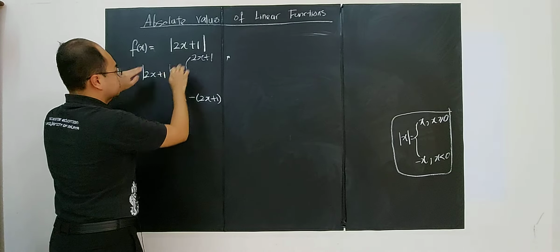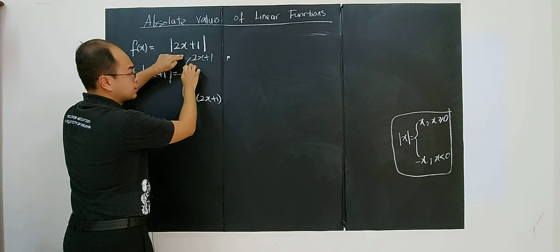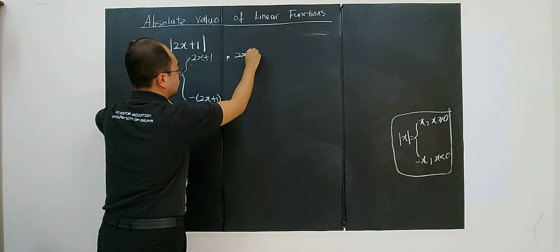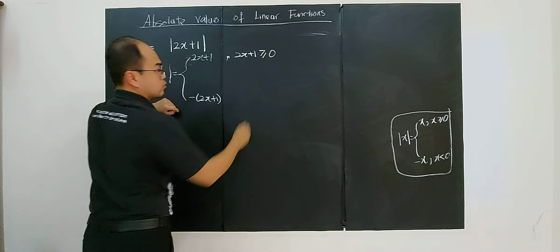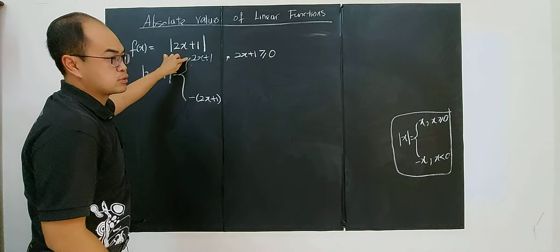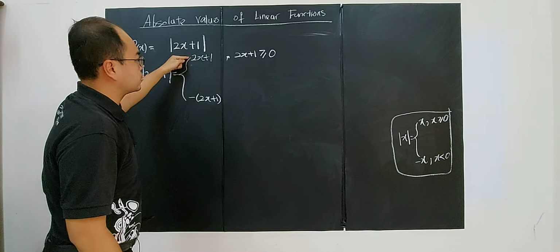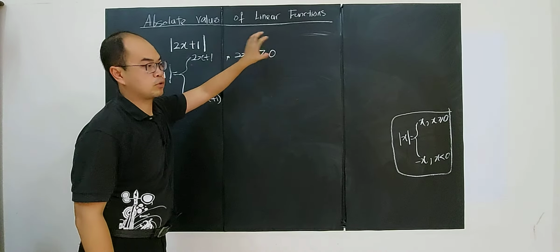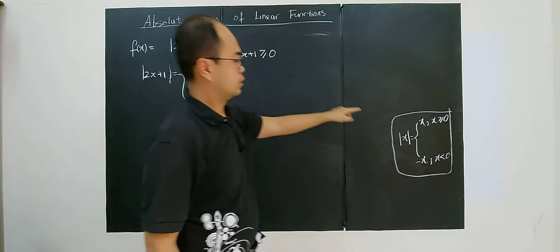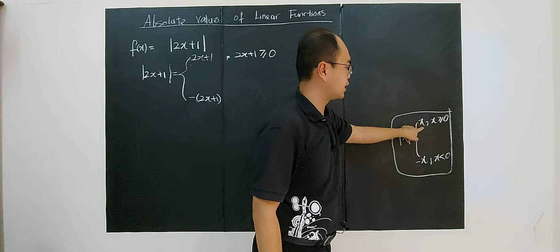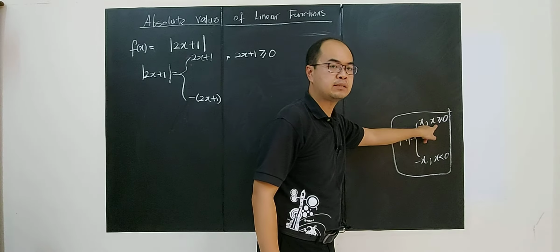This one modulus will be positive when the 2x plus 1 is actually positive also, right? You see the sign in front here is positive, because you don't need to put a negative here to make it positive, because this is already positive. Follow this definition here. If this is 2x plus 1, this will be 2x plus 1.